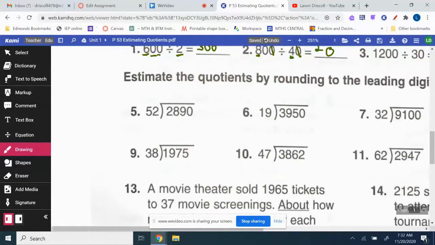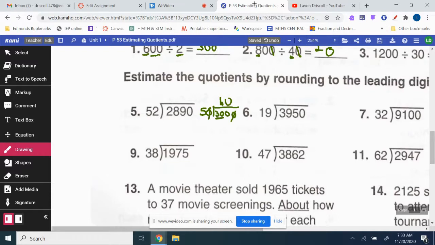And it says estimate by rounding to the leading digit. So I'm going to just rewrite my problem over here. 52 is about 50. And 2,890 is about 3,000. Now, let's just start off with getting rid of the extra zero. I have 1 zero out here, so I cross it off, and I cross it off there. Now I'm going to look to see how many times does 5, well, it can't go into 3, but it does go into 30. 5 goes into 30 6 times with 1 zero left over.